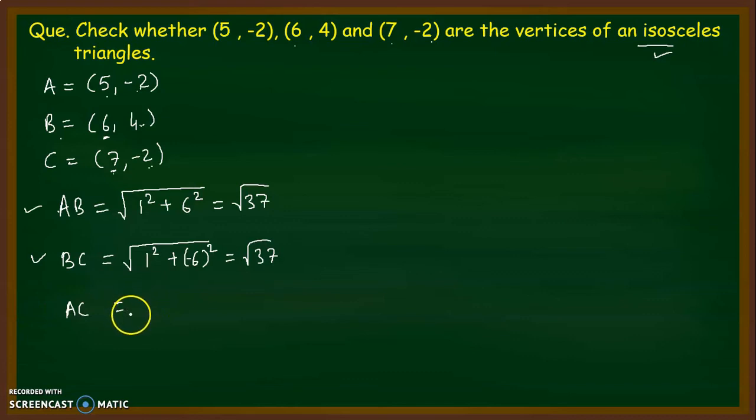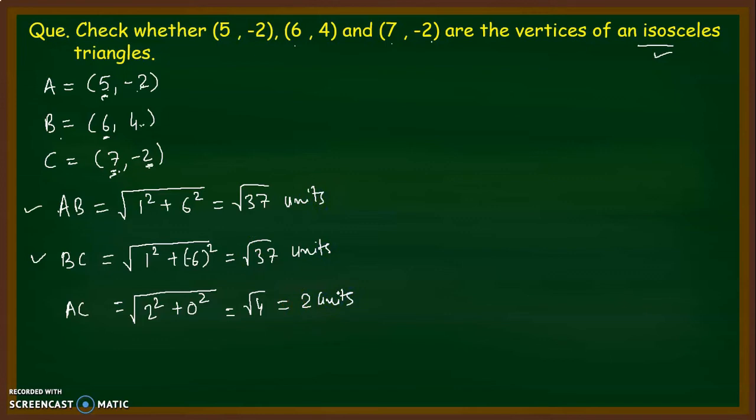But still, if you want to find out AC, you can find it using the distance formula. This is A and this is C. So 7 minus 5, that will be equal to 2 square plus minus 2 minus minus 2, so it will be 0. So we get under root 4, that will be equal to 2 units. The distances AB and BC are the same. So here we can say that points A, B and C are the vertices of an isosceles triangle.